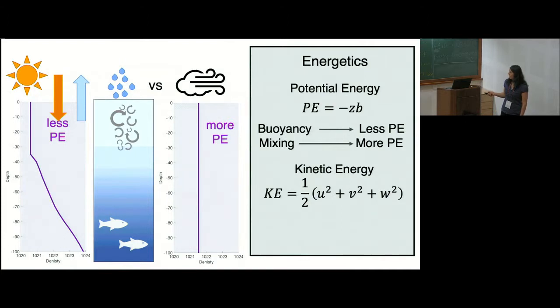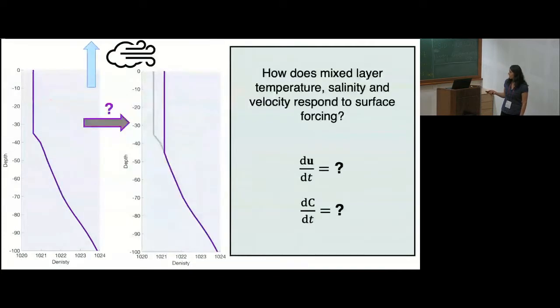All right, so in order to do this, what do we have here? We have a density profile, and we're going to add momentum, and we're going to add buoyancy, and we want to see how this is going to change in time. That's basically what our mixed layer model is going to do. So we're going to need some sort of tendency equations for density and momentum in order to have a mixed layer model that's going to predict what's happening in the upper ocean.